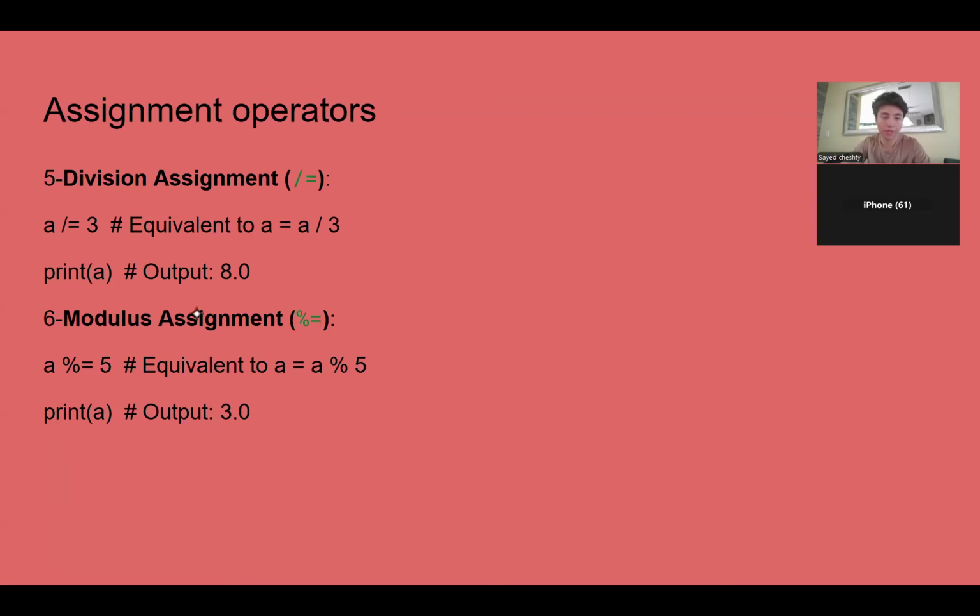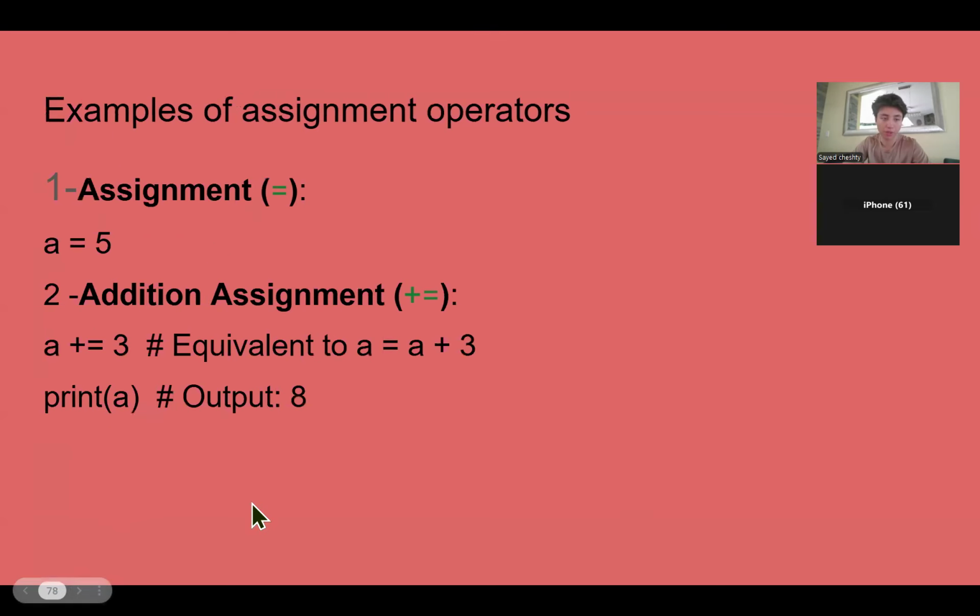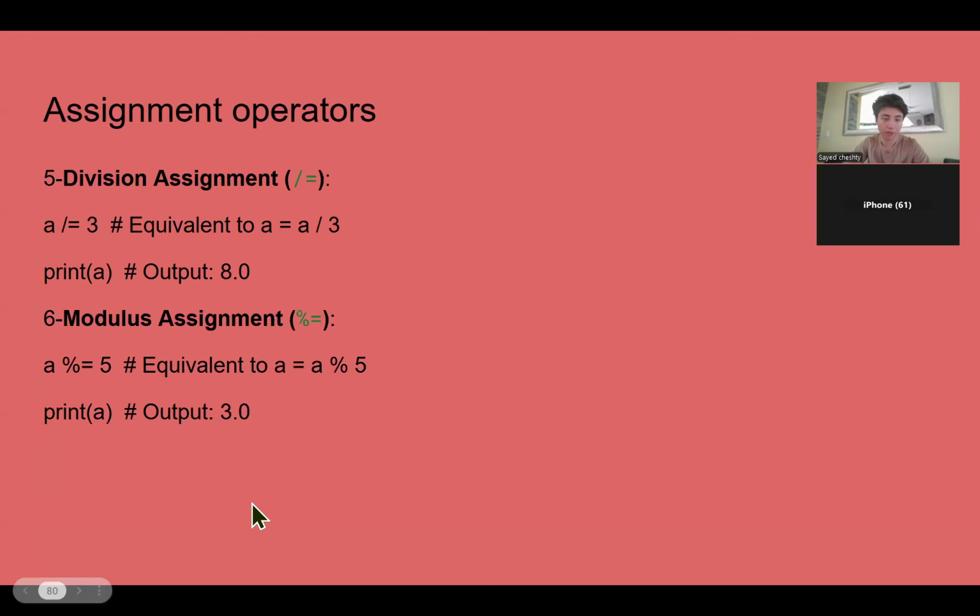Another one is modulus, A percent equals 5. If we take 8 modulus 5, it will give us 3, because 1 times 5 is 5, and the remainder left is 3, because 5 plus 3 is 8. 2 times 5 doesn't fit into 8, so it will only go to 5, so 3 is the remainder.